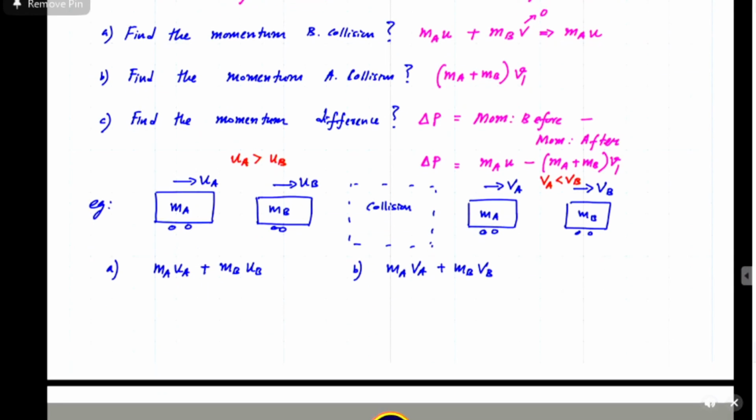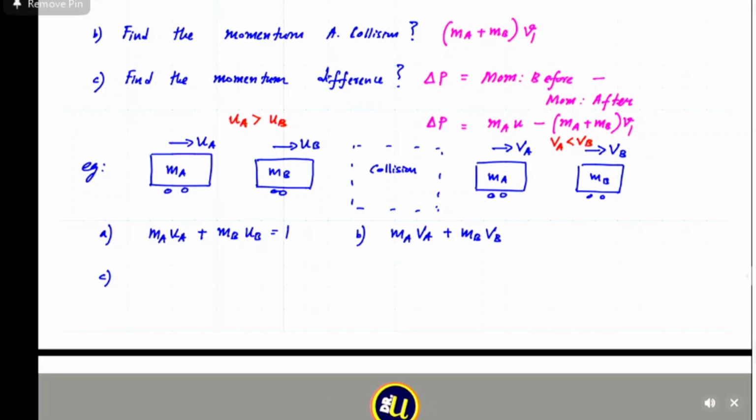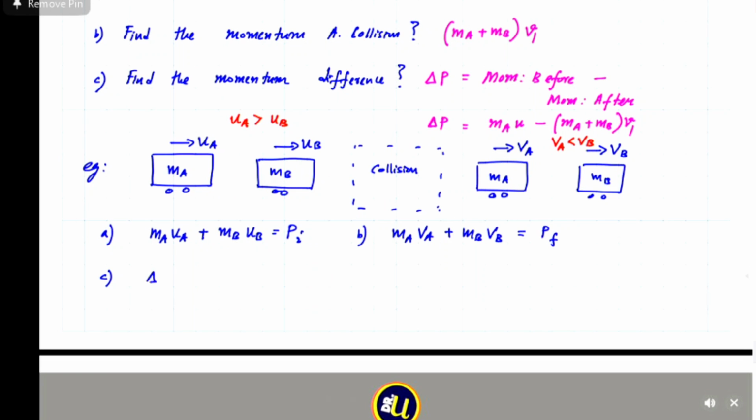Right? Then C, momentum difference. So typically you can say that this one is your momentum initially, and this one is your momentum final. So delta P is momentum initial minus momentum final. Now that would be just copy paste. So when the values are there, it's just a matter of putting the values there. Okay.